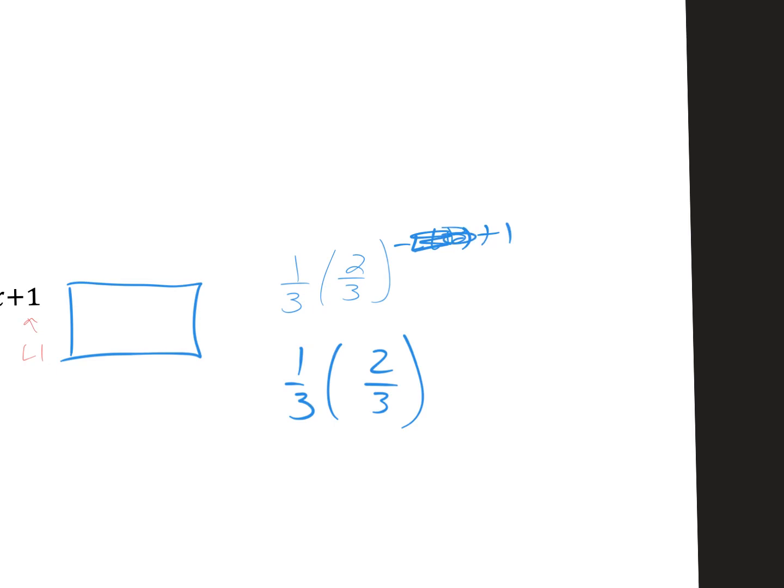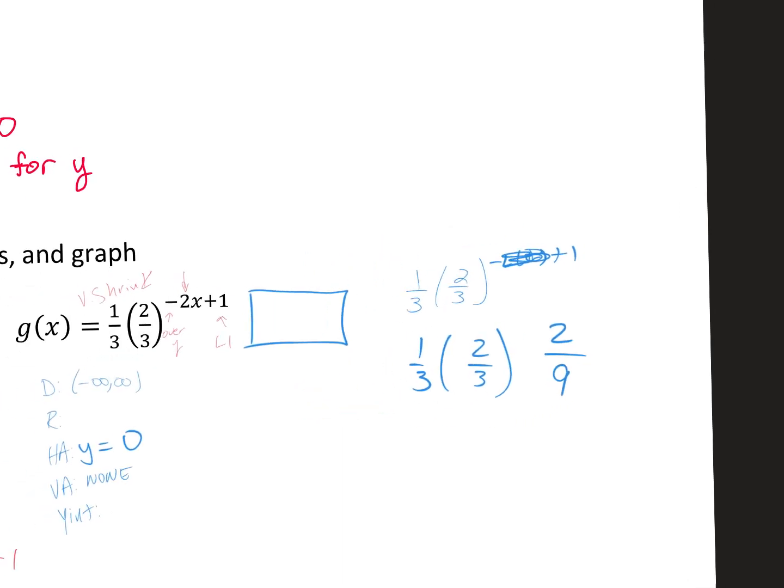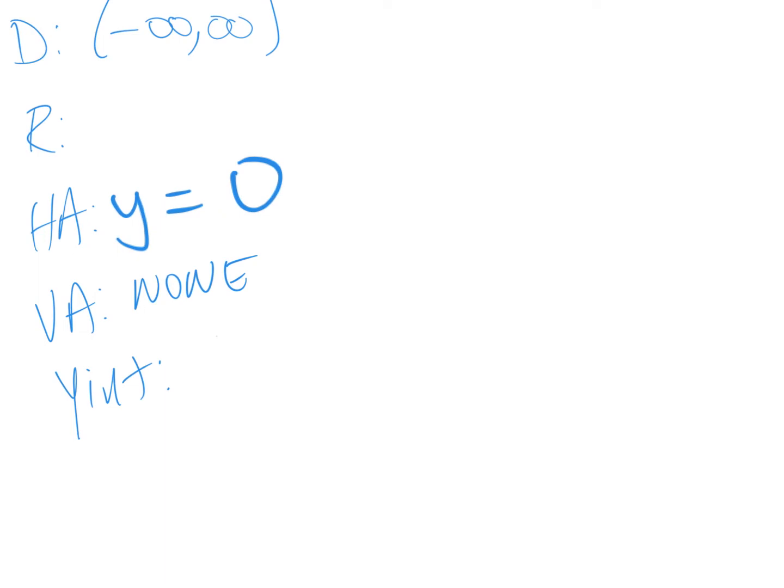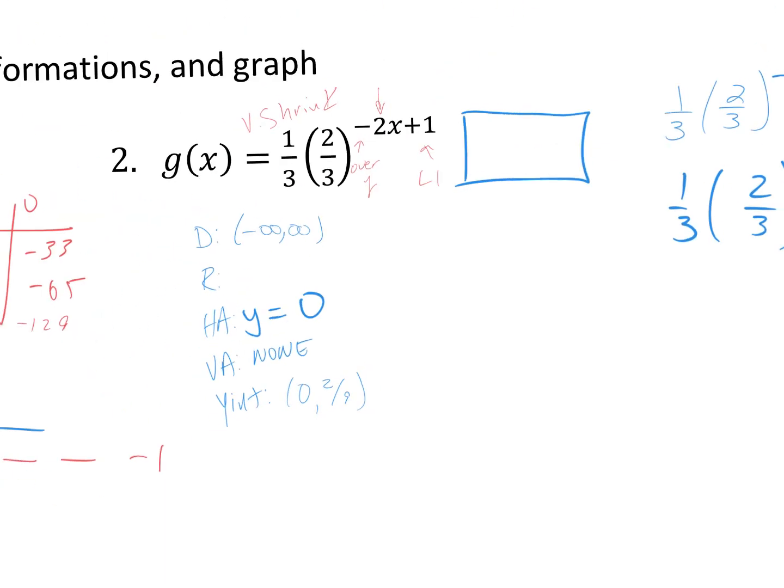What is 1 times 2? 2. What's 3 times 3? 9. So your intercept is at 0, 2/9. Has to be written as an ordered pair.